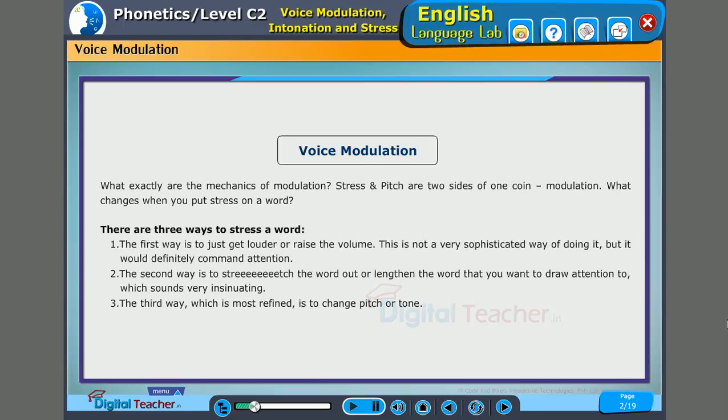What exactly are the mechanics of modulation? Stress and pitch are two sides of one coin, modulation. What changes when you put stress on a word? There are three ways to stress a word. The first way is to just get louder or raise the volume. This is not a very sophisticated way of doing it, but it would definitely command attention. The second way is to stretch the word out or lengthen the word that you want to draw attention to, which sounds very insinuating. The third way, which is most refined, is to change the pitch or tone.